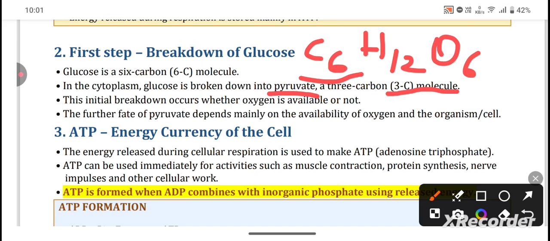The initial breakdown occurs whether oxygen is available or not. The further fate of pyruvate depends mainly on the availability of oxygen and the organism or cell. So this pyruvate formation occurs whether oxygen is available or not. After the formation of pyruvate, the fate of pyruvate totally depends upon the availability of oxygen.